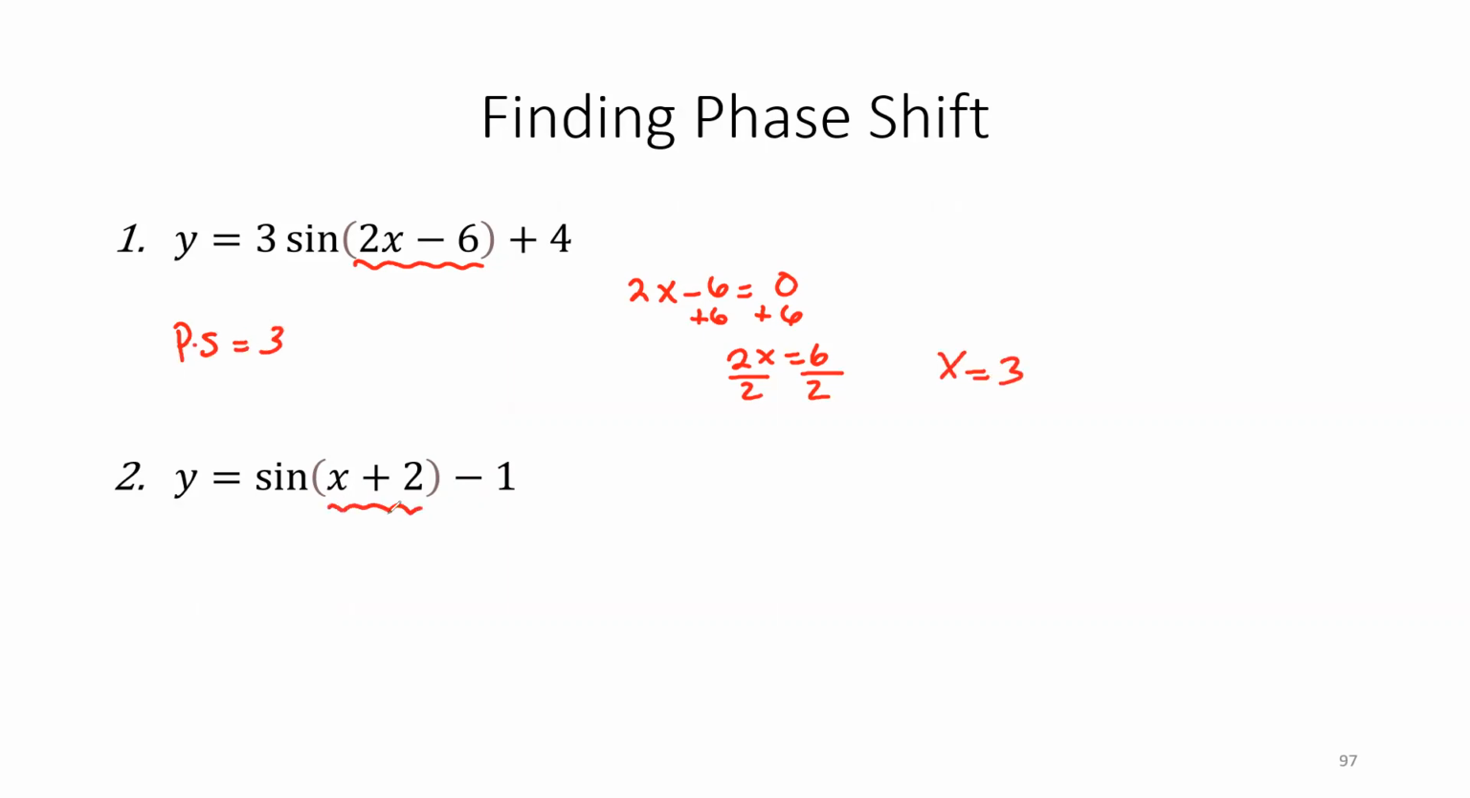The same thing here. Your phase shift is whatever is in your parentheses. Set it to 0, solve for x. Okay? So that's how you find your phase shift.